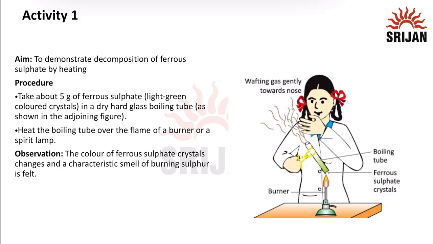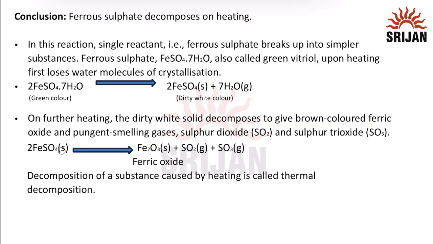What we will observe is that the color will change, and also a smell comes out. The change in color and a characteristic smell represent that ferrous sulfate has decomposed into something. Now we will see what it decomposes to. It decomposes to ferric oxide, sulfur dioxide, and also sulfur trioxide. There will be traces of sulfur dioxide gas and sulfur trioxide gas, but it decomposed to ferric oxide.